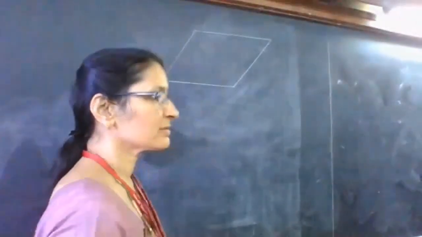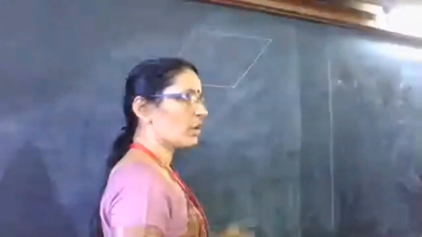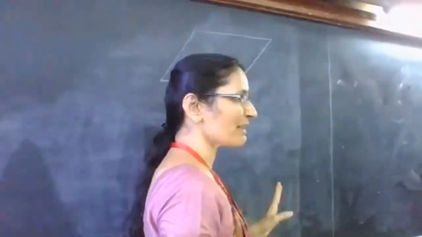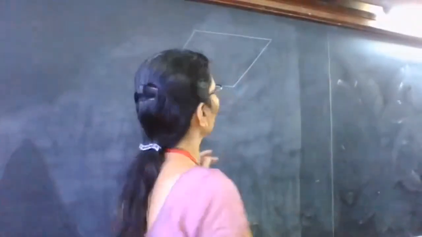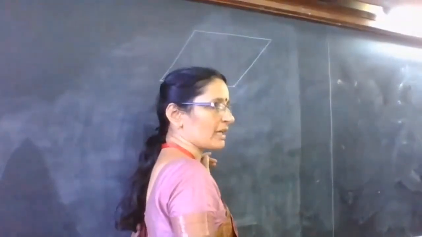Shall we start? Okay. So I am drawing a shape here. What is it? Parallelogram. The features? Opposite sides are parallel and equal. Correct or no? Okay. So how many pairs of opposite sides are parallel and equal?